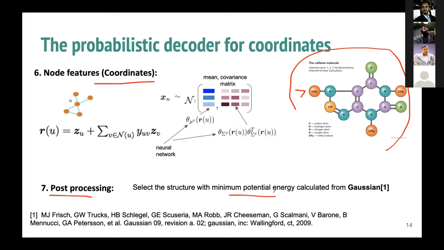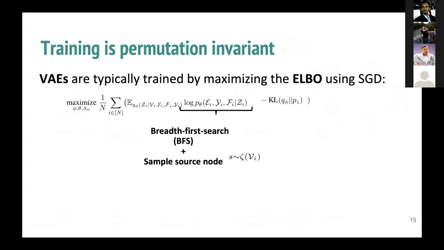So this is how things go, and we have the training part. In the training part, we train by maximizing the ELBO, that is, the KL divergence. We take the KL divergence, and also we have to take the maximum likelihood.